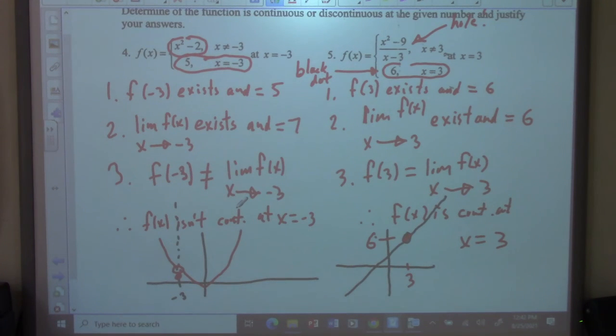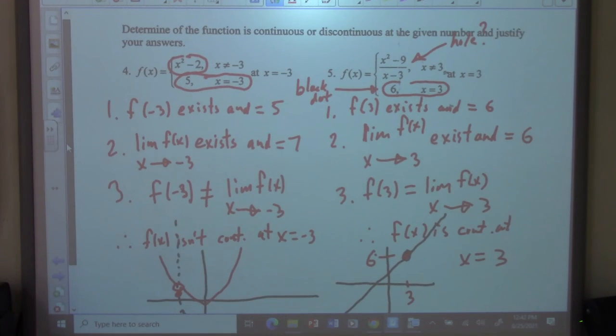Is that better? Okay. All right. Anybody else?